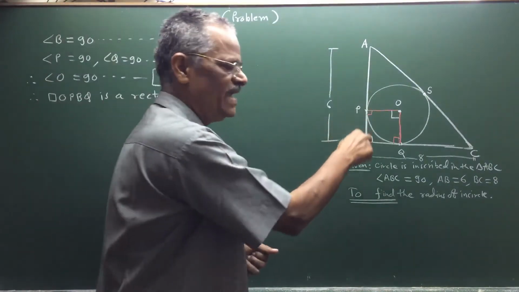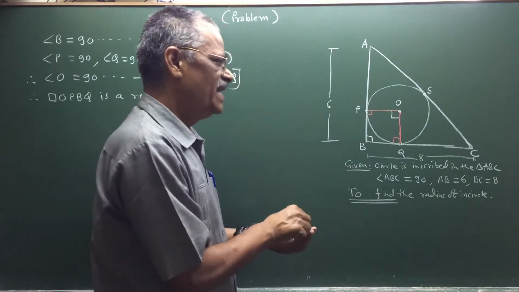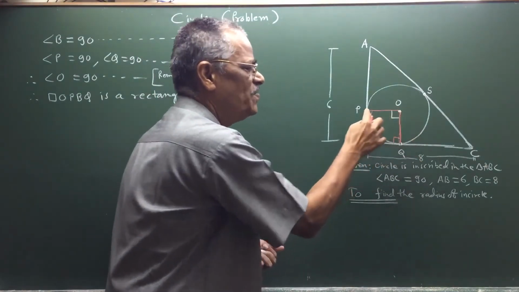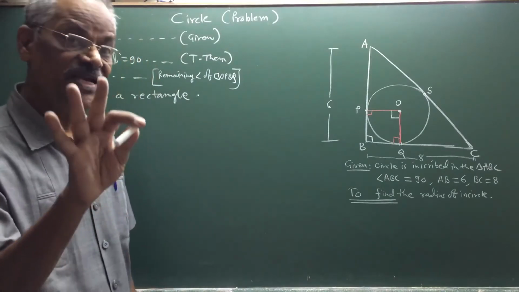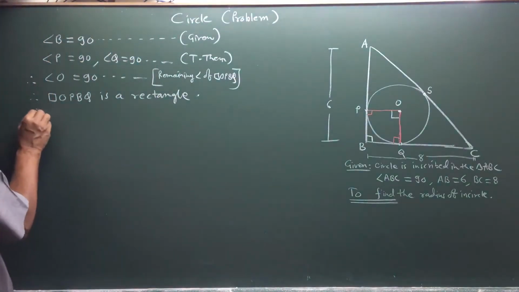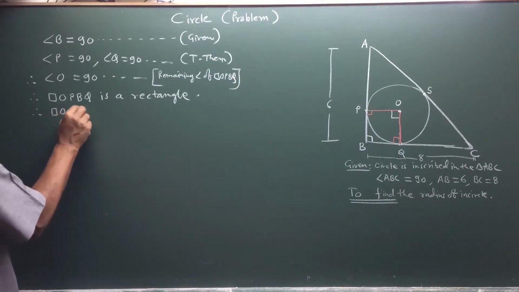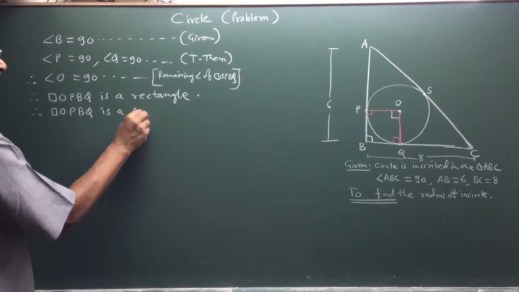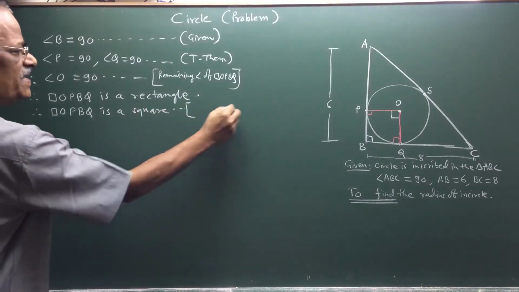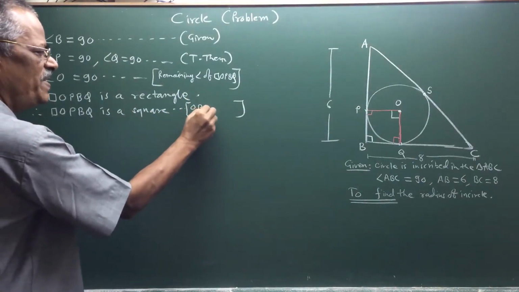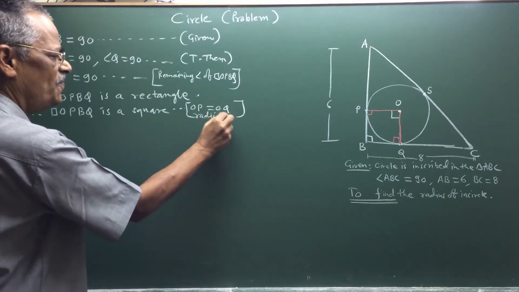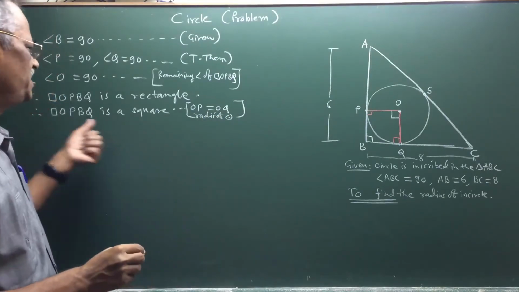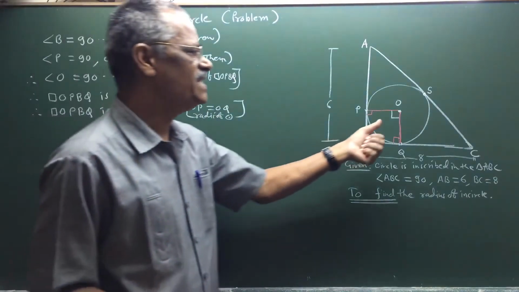But in this rectangle, you can see that radii OQ and OP are equal, so adjacent sides are equal. And if in a rectangle adjacent sides are equal, it must be a square. Therefore OPBQ is a square. Reason: adjacent sides OP and OQ are equal, being radii of the same circle. So it is proved that it is a square.